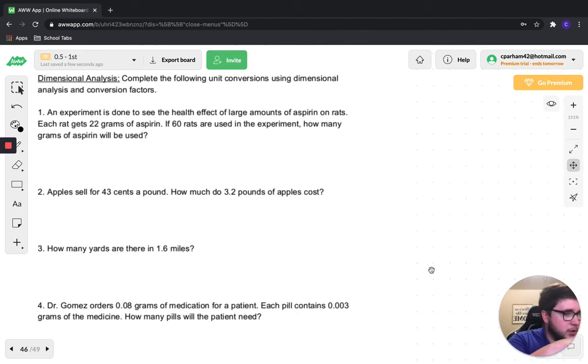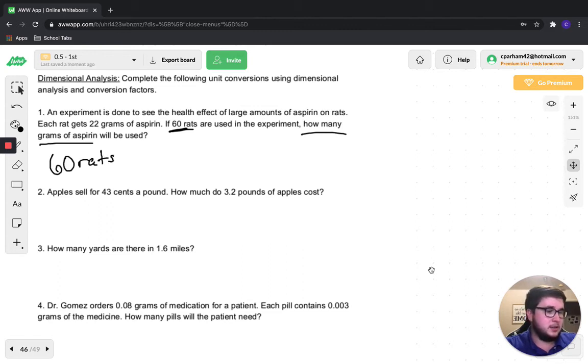Alrighty, so number one is asking us, an experiment is done to see the health effect of large amounts of aspirin on rats. Each rat gets 22 grams of aspirin. If 60 rats are used in the experiment, how many grams of aspirin are used? Okay, so they tell me that 60 rats are used, and they want to know how many grams of aspirin will be used. So this is a conversion factor, a dimensional analysis problem. I have 60 rats, and I want to convert that into grams of aspirin.